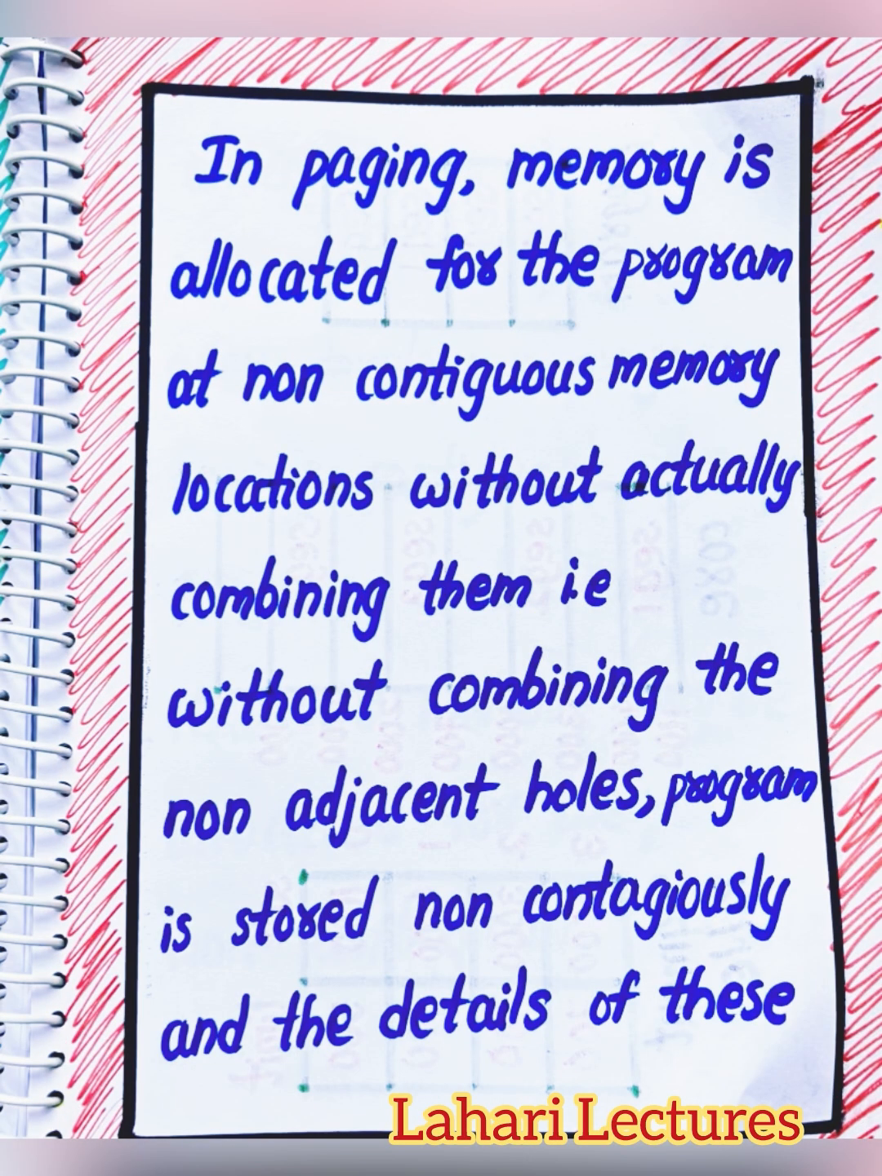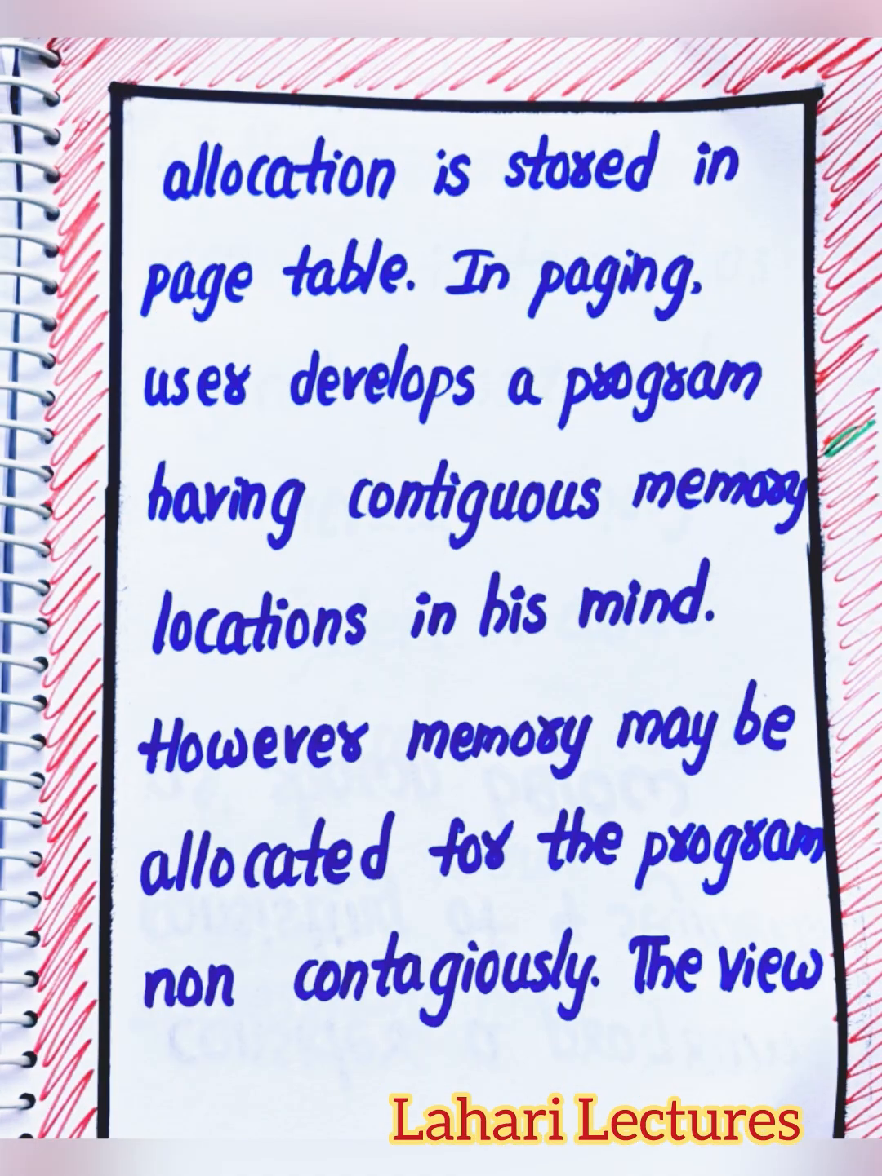In paging, memory is allocated for the program at non-contiguous memory locations without actually combining them. That is, without combining the non-adjacent holes, the program is stored non-contiguously and the details of this allocation are stored in a page table. In paging, the user develops a program having contiguous memory locations in his mind. However, memory may be allocated for the program non-contiguously.